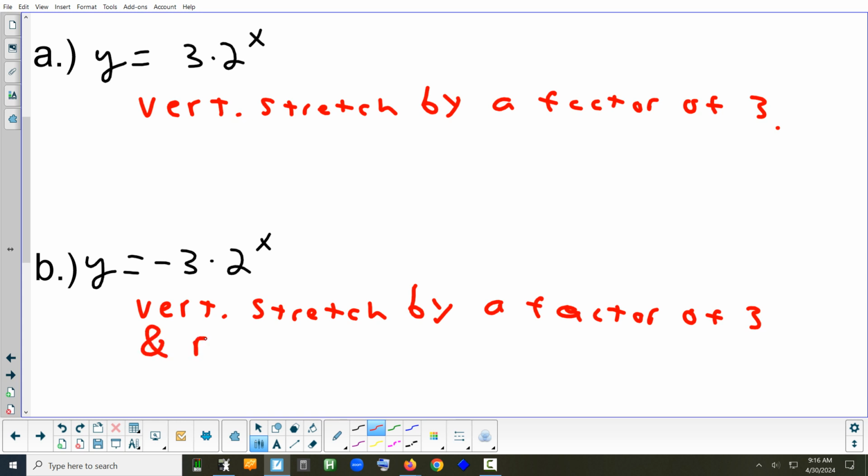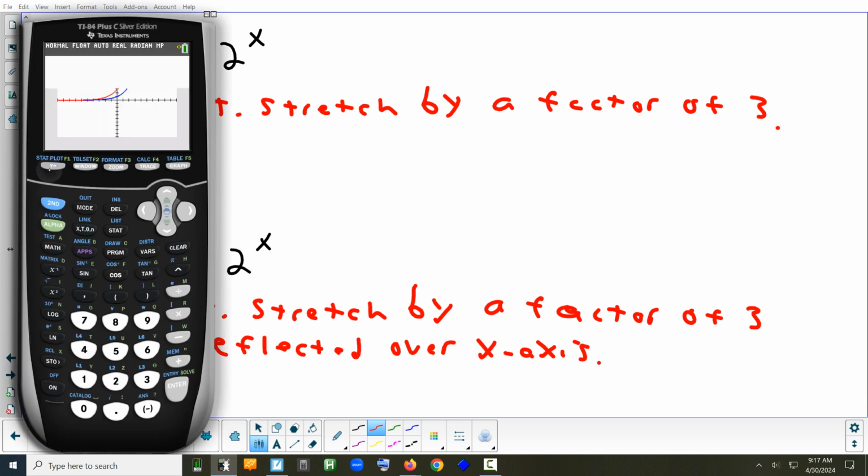Yep. And another word, if you don't want to say reflected, you could also say flipped. That means the same thing. Right? Reflected over x-axis. Right, so that's the one where it curves down instead of curving up.